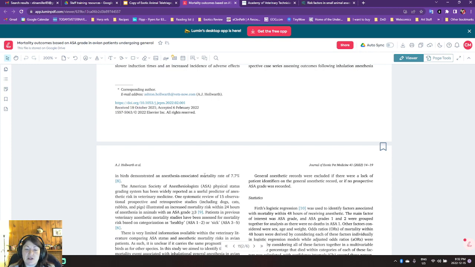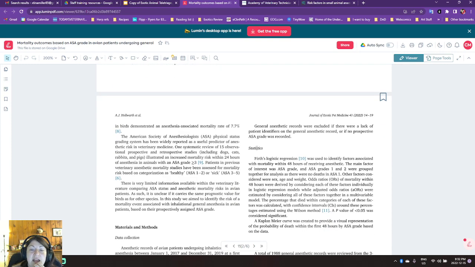Yeah, so anesthesia associated mortality rate is 7.7%. So that's really high. That's terrifying. That's a really high number. And again, this isn't necessarily specifying here what these animals' ASA scores are. Like, are these all very high risk patients that are unfortunately dying, or are they all low risk patients? What's going on? So, ASA scores are a pretty useful predictor of anesthetic risk, and we use them routinely in dogs, cats, and our team uses them with exotics.